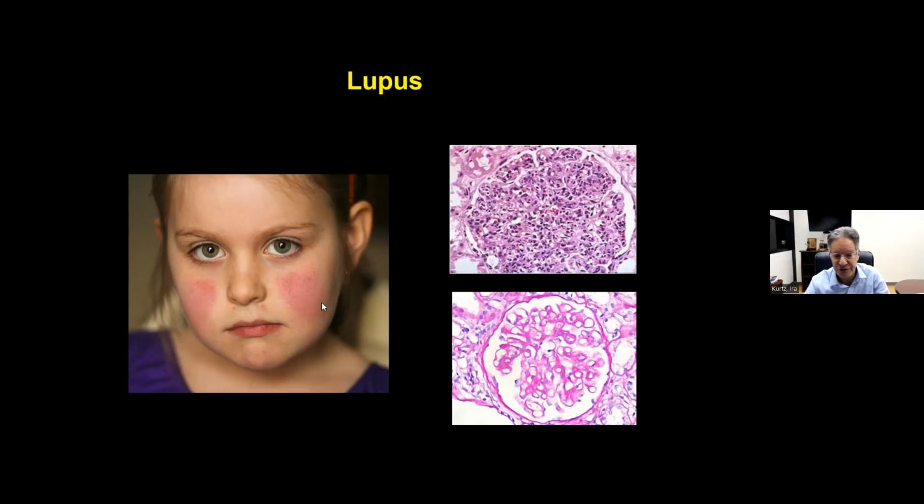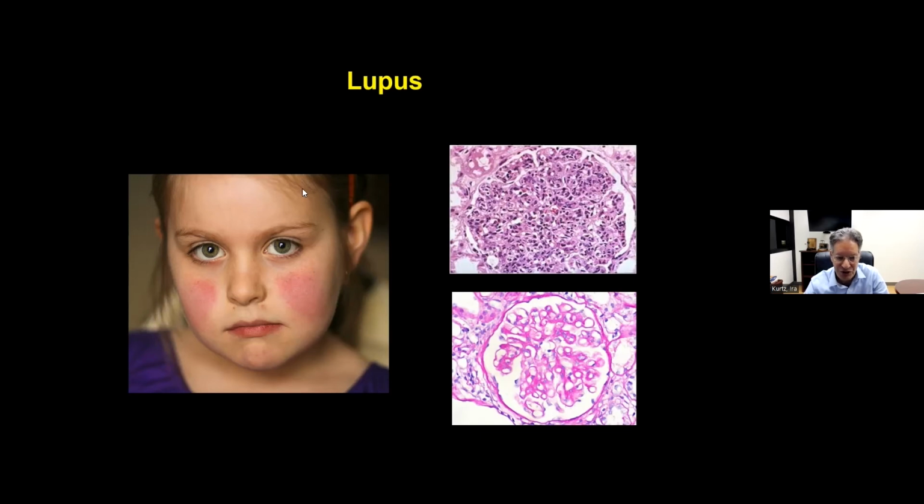Lupus also affects other tissues in the body. It can affect the cheeks here. So the blood vessels under the cheeks are dilated. That's why it looks red. And they're often misdiagnosed as having been in the sun. It's called a malar rash. It's not really a rash. It's dilated blood vessels under the skin from the inflammation.